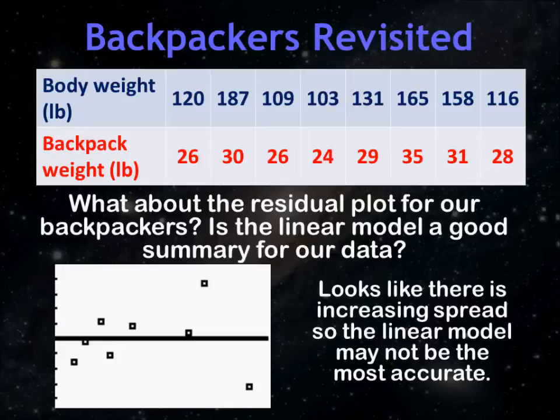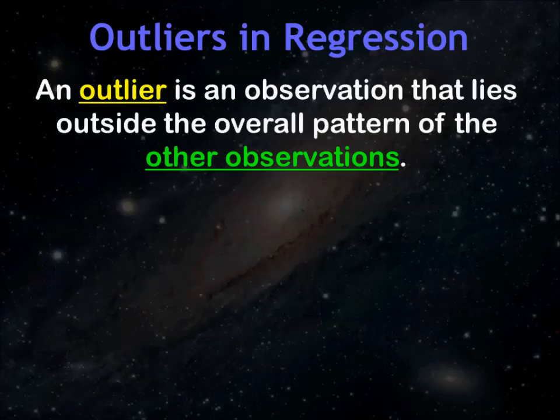If you have a curve, a pattern, or the spread of the residuals is increasing or decreasing as X gets bigger or smaller, that will give you an indication that the linear model is a below average or inaccurate model for the data, and you might have to consider a different model. So let's move on to our final topic, outliers and influential points.